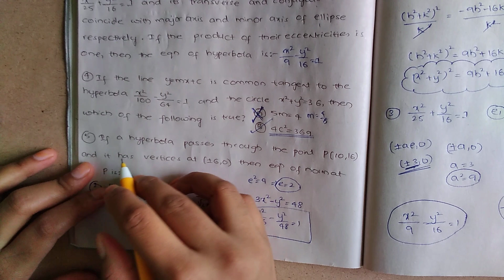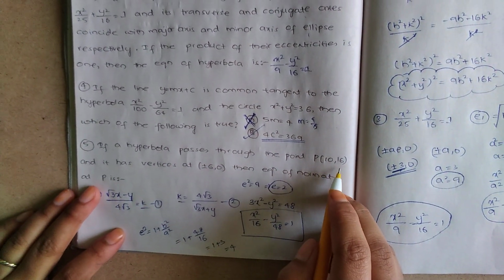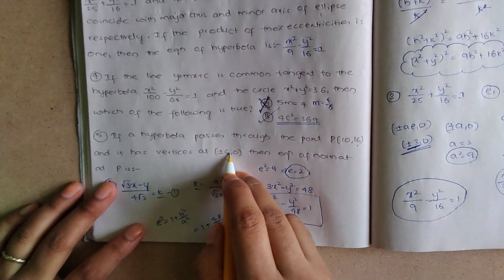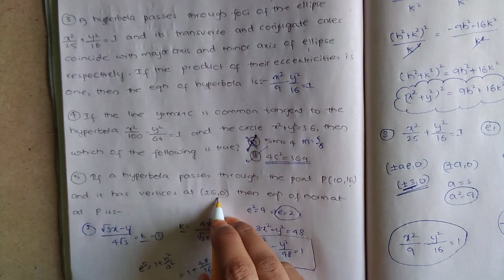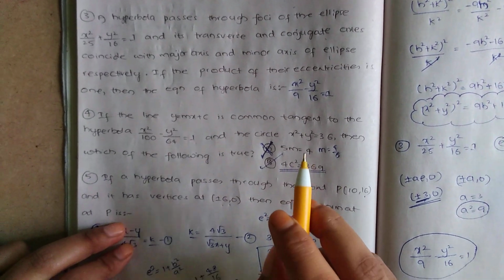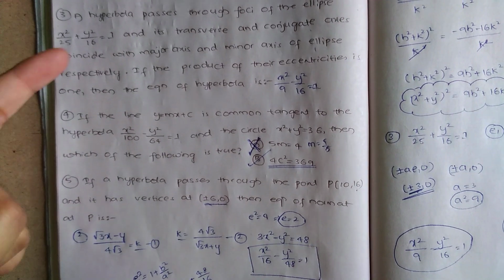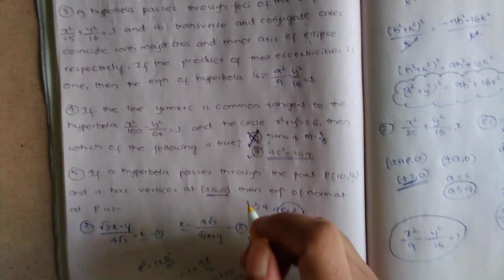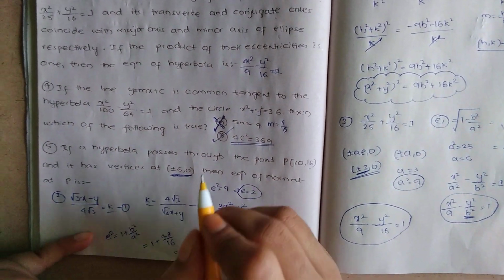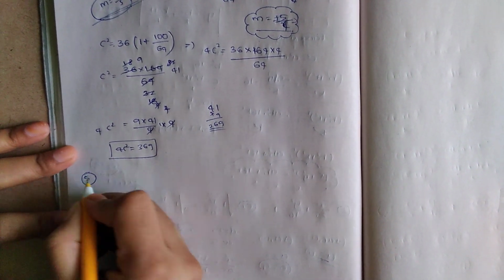That's it. Fifth question. If a hyperbola passes through the point P(10, 16) and it has vertices at plus minus 6, 0, then the equation of the normal at P is. See, I have discussed already. For a hyperbola, this is the vertex, meaning they didn't give the equation of the hyperbola over here. They have directly given the vertices. So what will be the value of a? 6. We have discussed it already, right? Hope you remember it.